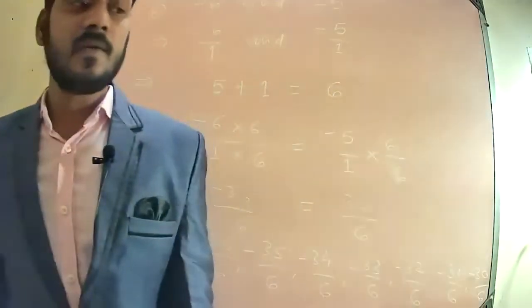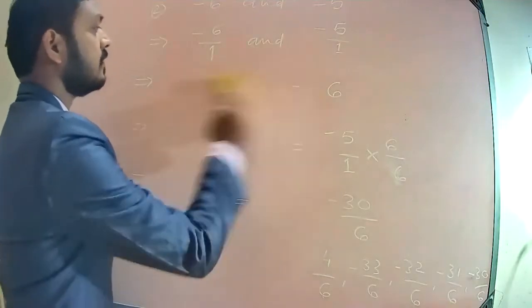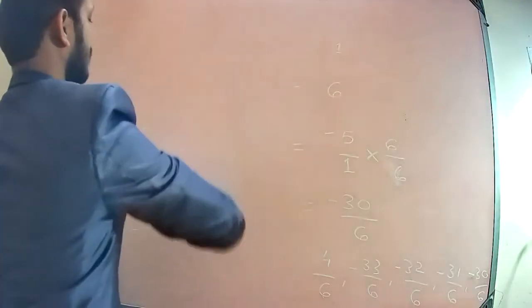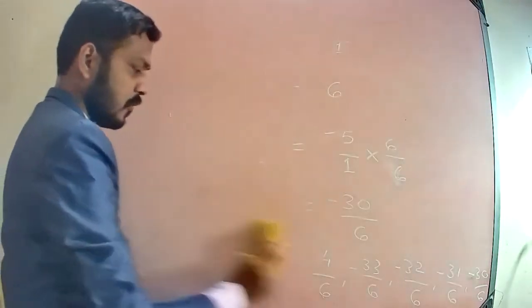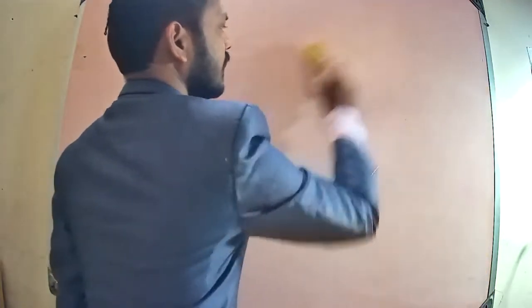Okay, similarly you can find another rational number between two rational numbers. There is one important point here: there are infinite, or countless, rational numbers between two rational numbers. That means we can calculate infinitely many. Infinite rational numbers means what? Countless rational numbers between two given rational numbers.